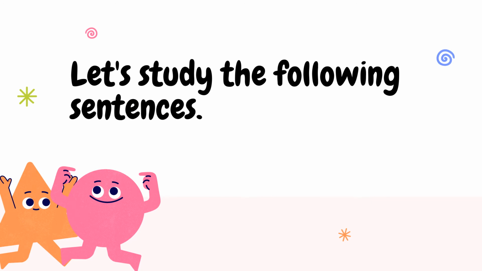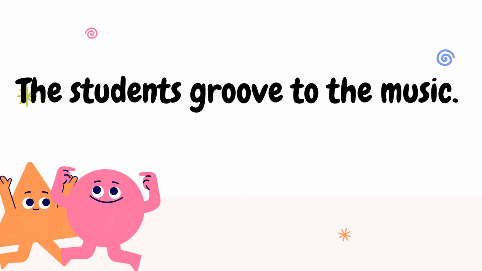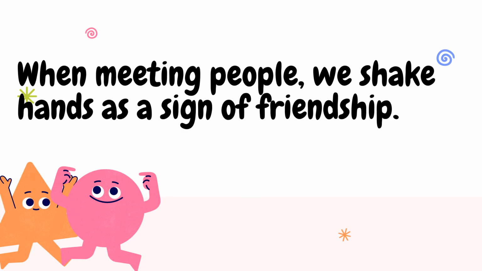Now, let's study the following sentences. First, the students groove to the music. The verb groove is in the base form of the verb. It is in the base form of the verb because the noun or doer of the action is in the plural form. Another example. When meeting people, we shake hands as a sign of friendship.